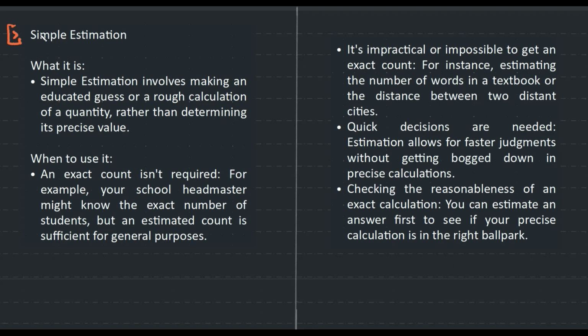One tool that helps us do faster calculation, or mental math basically, is simple estimation. I used simple estimation before, but I didn't give it a name. Now we are giving it one. So what is it basically? Simple estimation involves making an educated guess or a rough calculation of a quantity rather than determining its precise value.